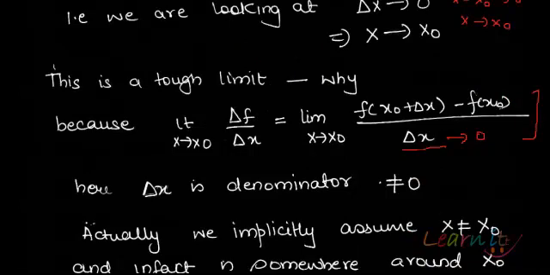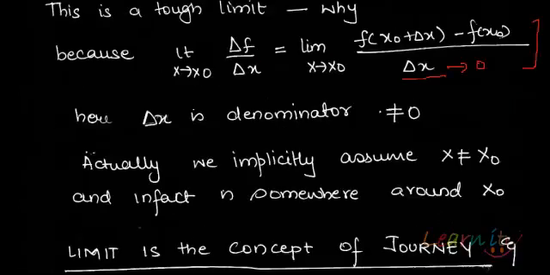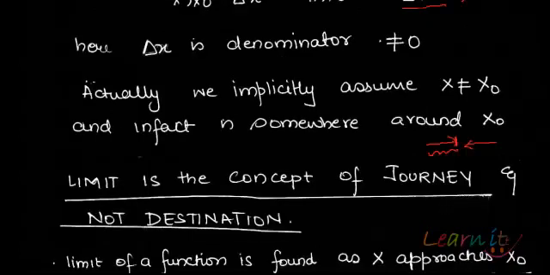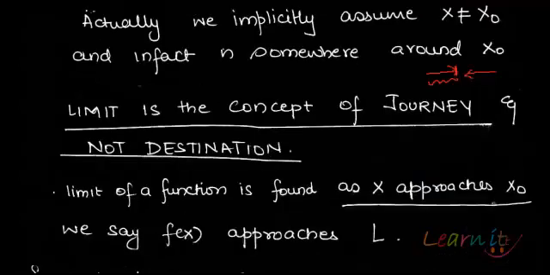The concept of limit actually talks about the journey and not the destination. What we are interested in knowing is what is happening when I am reaching a certain point. I might not reach exactly that point, but what is happening when I am reaching that point? So that is the concept of limit. Now certain limits are easy. Certain limits are very easy.